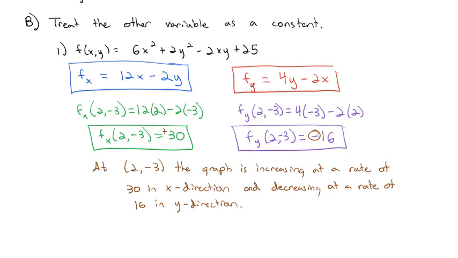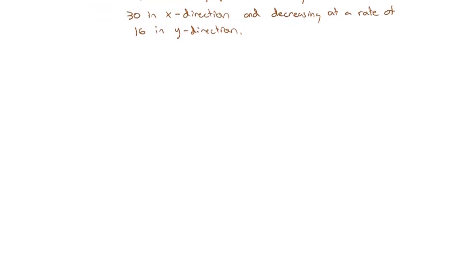Let's find a couple more partial derivatives so we can practice and get used to this concept of treating the other variable as a constant. Let's try this example next. Let's do the function of x and y is equal to the natural log of 2 plus 4x cubed y to the fifth.